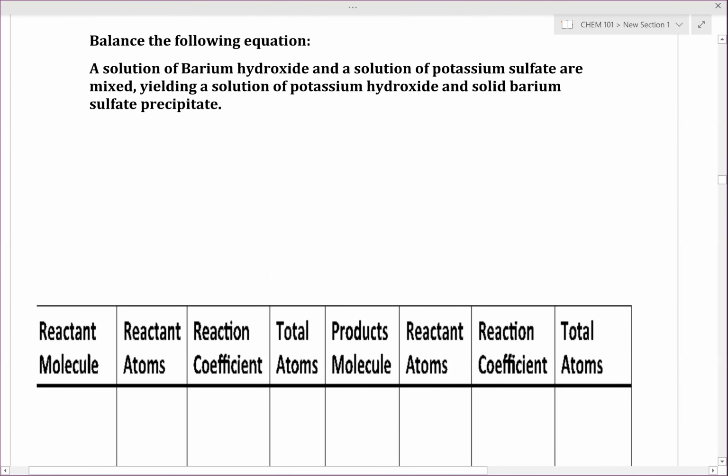So let's tackle the following equation. I provided you a table for your reference, but if you don't want to use the table, that's perfectly fine. So again, it's a word equation. So let's focus on balancing this equation given the statement for this reaction. And I'll be walking around and checking to see how everyone's doing.